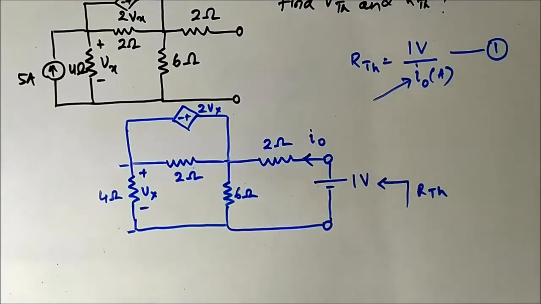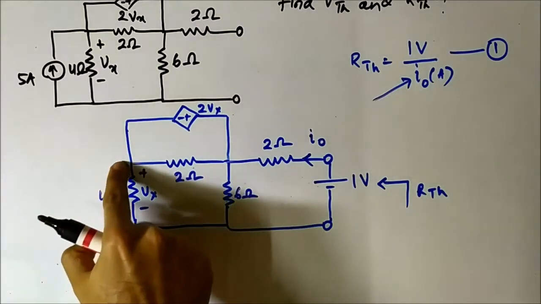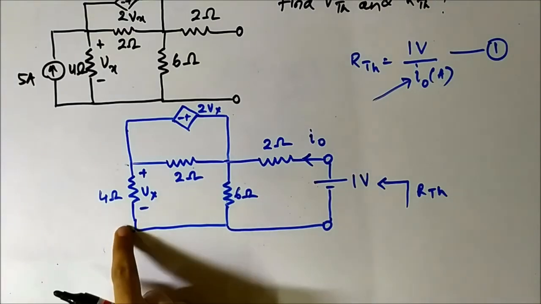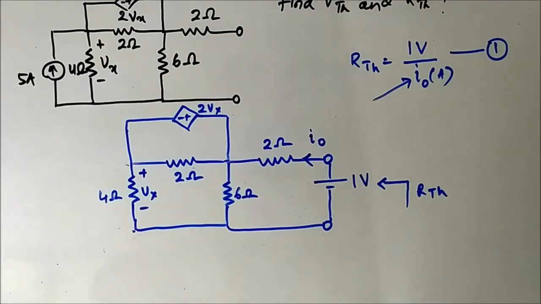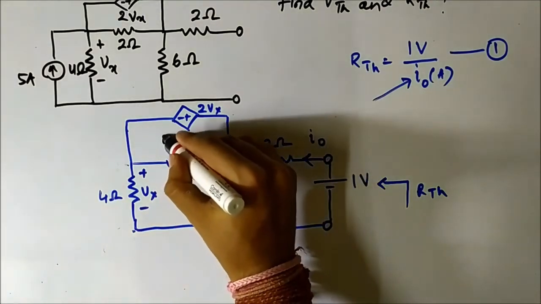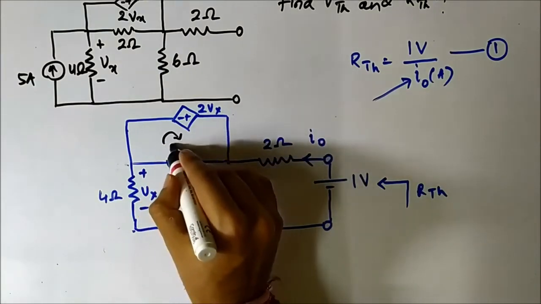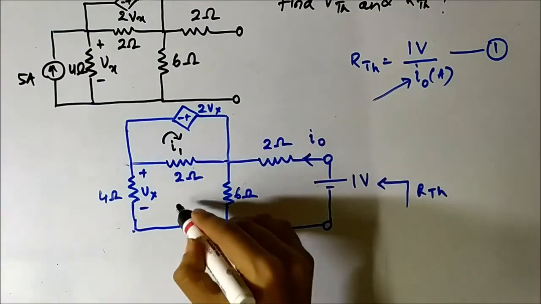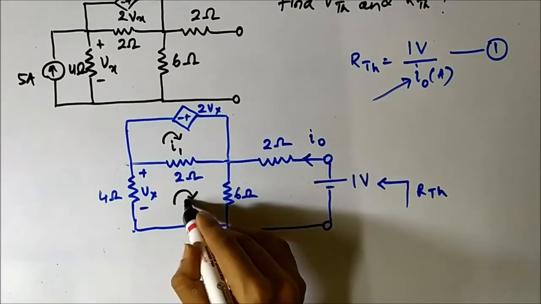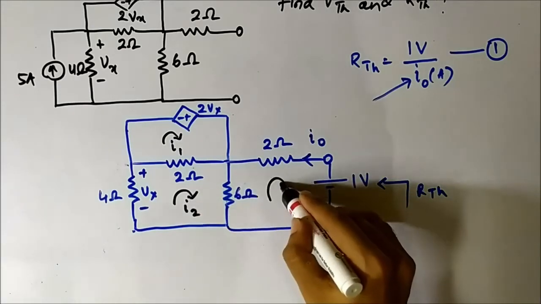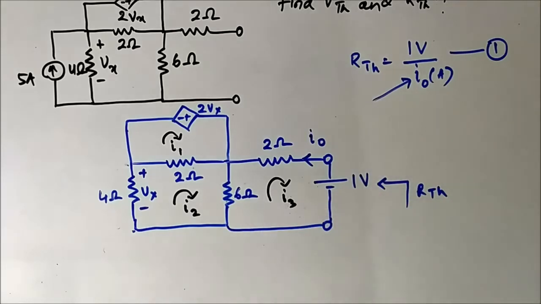So again here we will be using mesh analysis method. So here another important thing is to define Vx. For that we have to assign the mesh currents. Let us say this current here is I1, this current is I2, this current is I3, all in clockwise direction. So some important relationships will be coming up. RTH is 1 volt by I0, that is the first relationship.